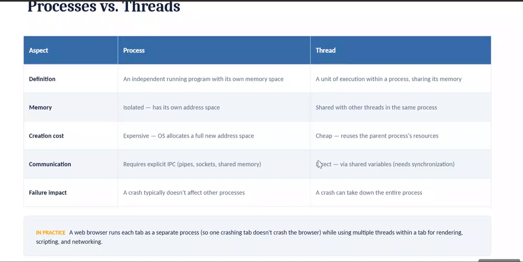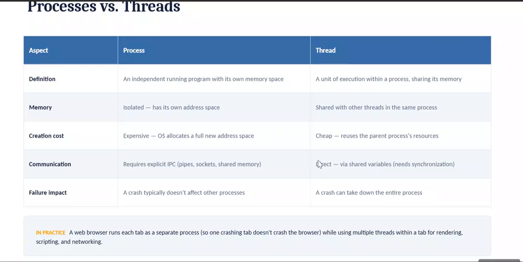Failure impact. A process can crash typically, but doesn't affect other processes. When your TikTok app crashes, it does not affect other apps. For example, when you're on your laptop, let me say you open up Microsoft Word and then you open up Microsoft Excel. At a point, Microsoft Excel can say not responding. This is common for Windows PCs.